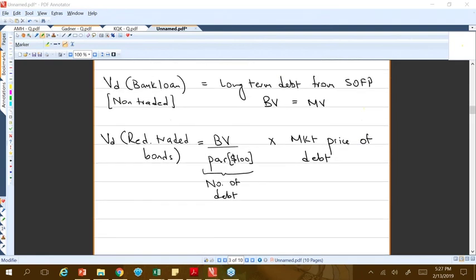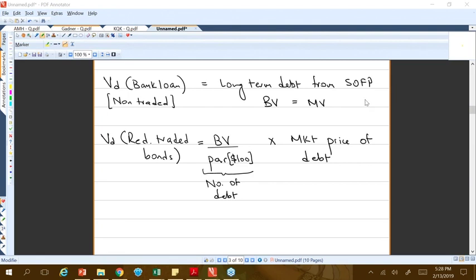So within the bank loan, to find its value, what we simply do is we take the long-term debt from the SOFP. So the bank loan will be shown in the long-term liabilities. We'll take that book value, and that book value is also the market value of the bank loan, because bank loans are non-traded. So their historic values are also their market values. There's no difference in historic and market value for a bank loan. So we'll simply take the non-current liabilities bank loan. We'll see that in a question shortly as well.